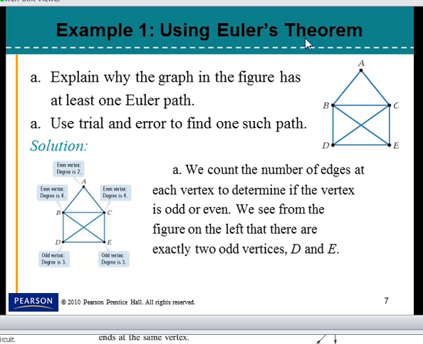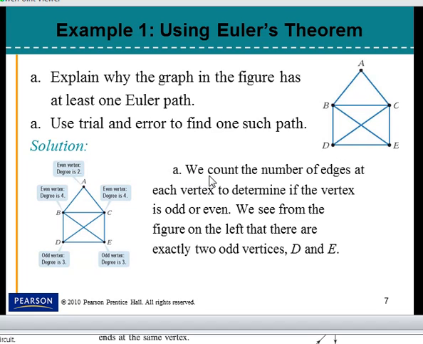Example 1, using Euler's theorem. Explain why the graph in the figure has at least one Euler path. Use trial and error, and this should be part B. Use trial and error to find one such path. So we're going to explain why the graph in the figure has at least one Euler path. And we can do this by using Euler's theorem.